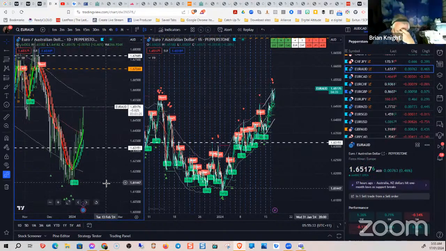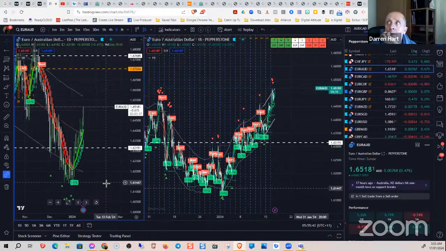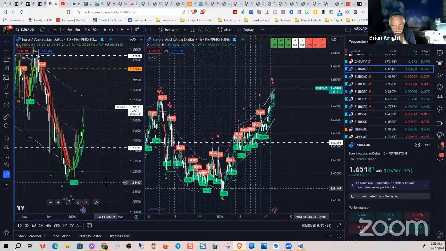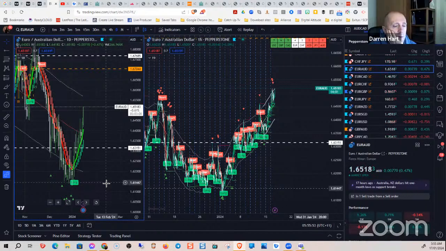So it sort of begs the question whether the tighter settings are appropriate. Well, tighter settings will mean more trades. Yeah, but then more opportunities that might come back at you too. So it's just finding that balance.